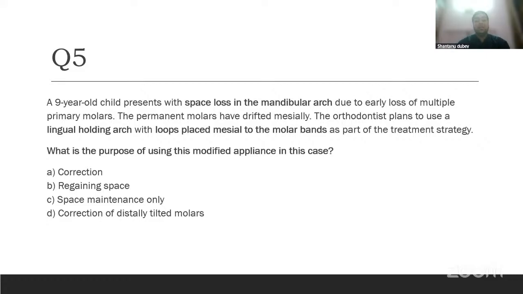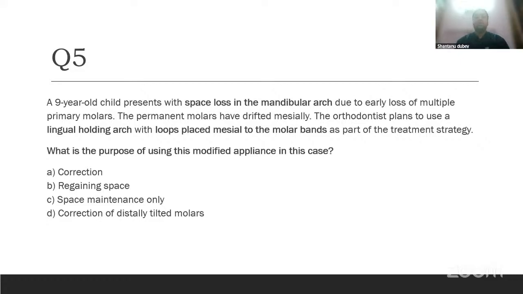Then they are saying, is it for space maintenance only, or is it for correction? We are not trying to correct anything, so that option is also eliminated. There are two options remaining: regaining space and space maintenance only. Why would they write loops placed mesial to molar bands? There must be some thought process behind it. Why didn't they just say lingual holding arch? So the question itself is giving you a hint.